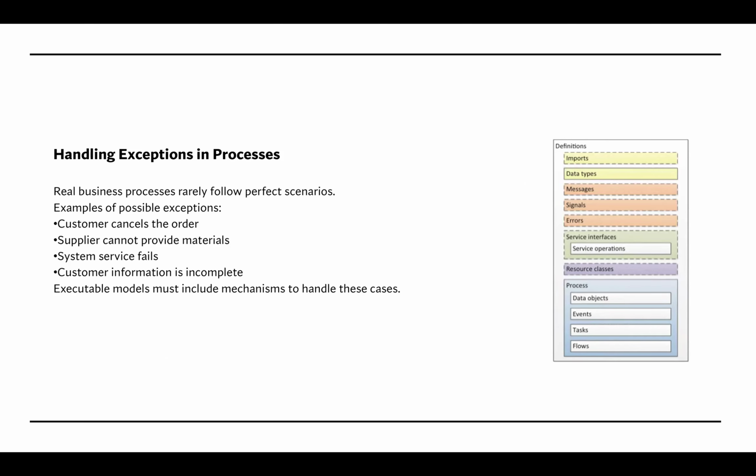Handling exceptions. In real business environments, processes rarely follow a perfect scenario, and unexpected situations can happen. For example, a customer might cancel an order, a supplier may not provide materials, or a system service may fail. Another example is when customer information is incomplete. Because of this possibility, executable models must include mechanisms to handle exceptions, so the process can continue or recover from errors.